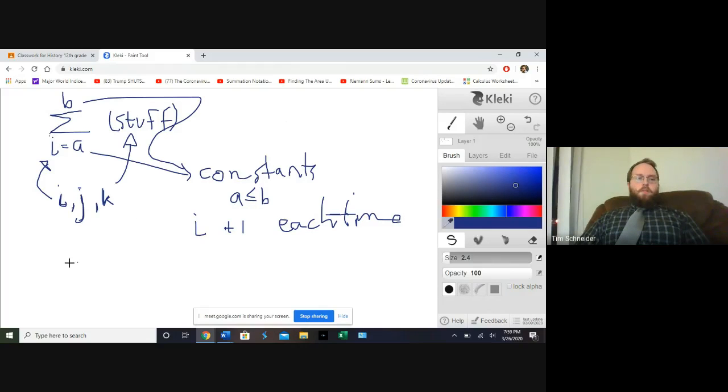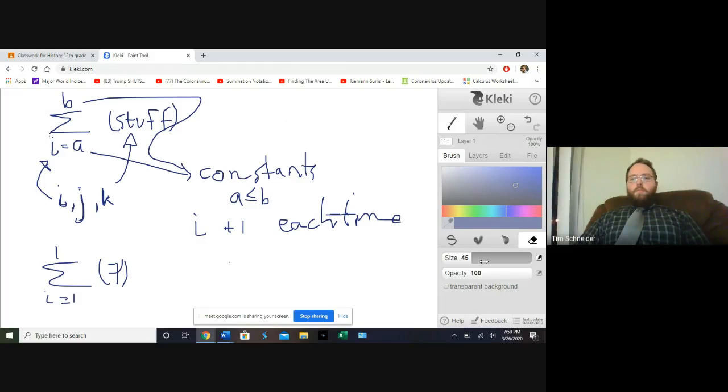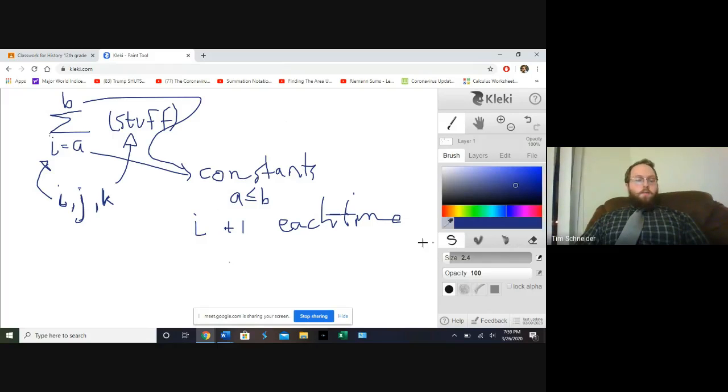If they're the same, if you just have, from 1 to 1 of, say, 7, well, you start at 1, so here's your first number, and you end at 1, so that's it. That's what you have. It's a very, very boring sum because it's only the one number, which is why it's not that big of a deal. But you always have the lower number smaller than or equal to the upper number.